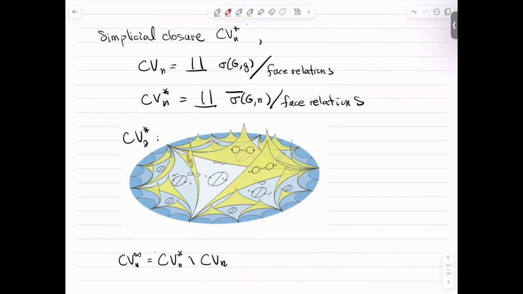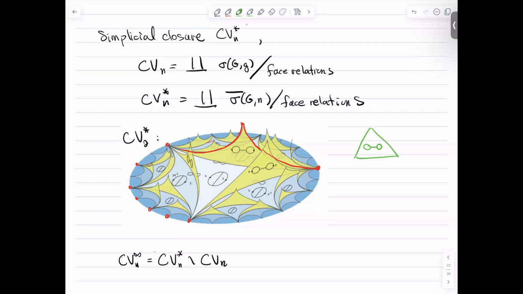Right. So one way to fix this is to take what's called a simplicial closure. CVn is a disjoint union of these open simplices modulo face relations. But I can just close up all the simplices and glue by face relations, in which case all this red stuff. Notice incidentally, for these guys, only one face is actually in CVn.